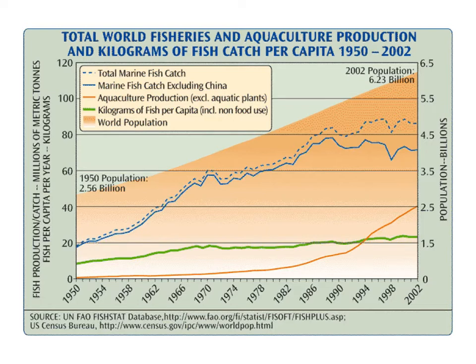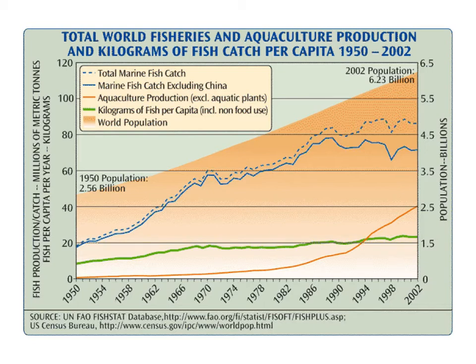Notice the increase in the size of the human population, shown as this orange shading along this axis. Notice how the total marine catch from wild fisheries, seen as the blue dotted line, leveled just below 100 million tons in the early 1990s. So the human population continued to grow while the harvest of wild capture fish leveled.